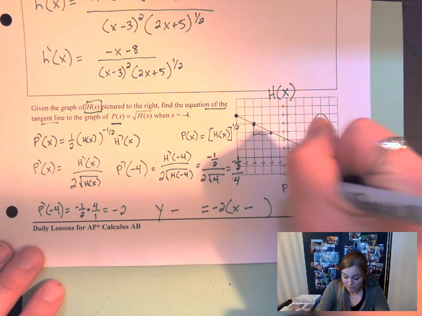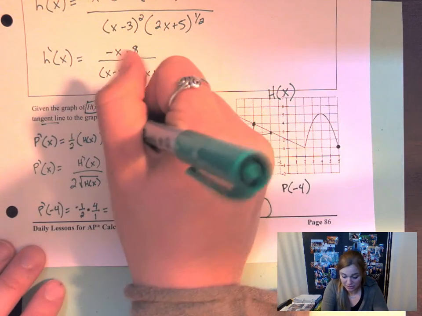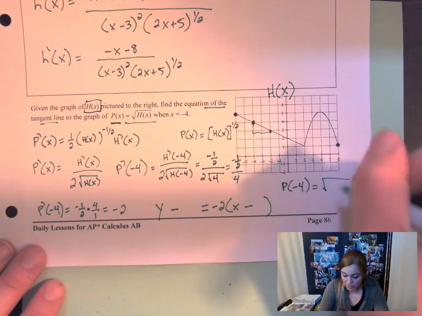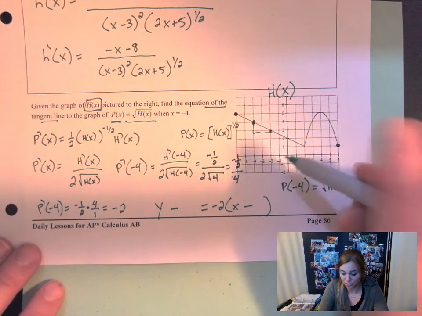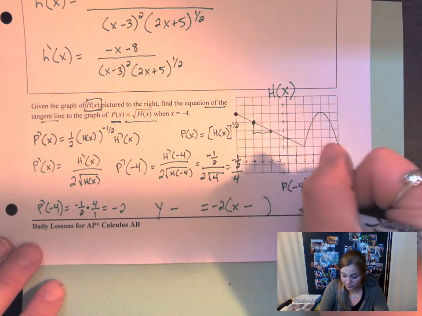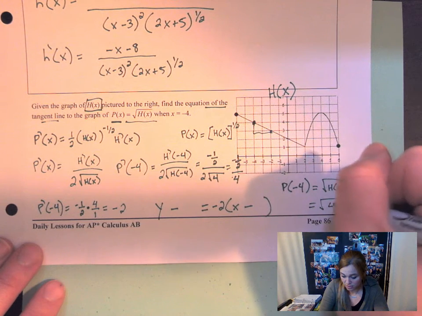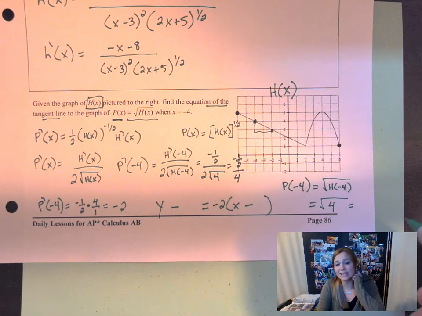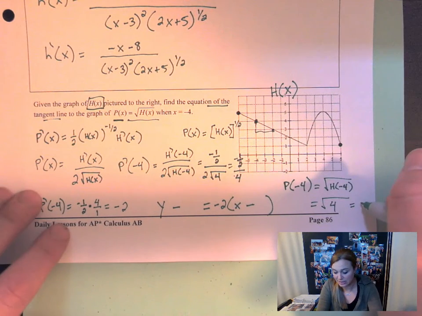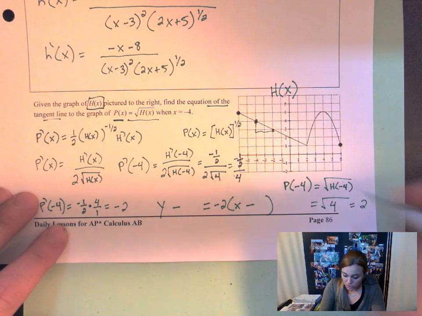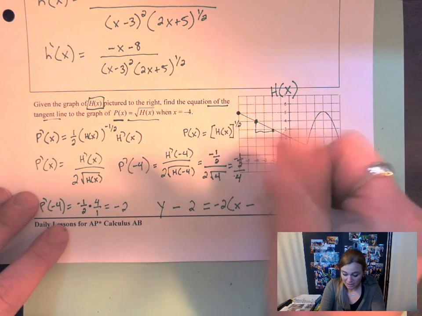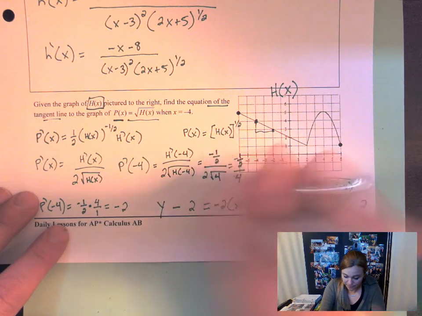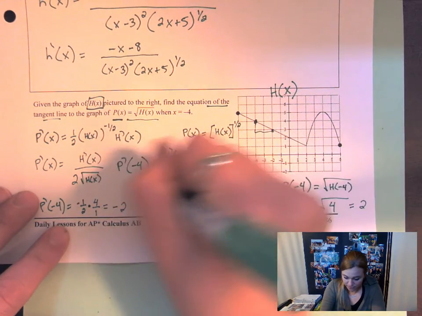The next thing that I do need to know is my point, and this was p of negative 4. I'm going back up to this square root of h of x, square root of h of negative 4, which we just said, but looking again just to make sure we were right, h of negative 4 was just 4. The square root of 4, because this was given to me, I didn't introduce the square root, I can just say this is positive 2. So I'm saying y minus 2, that's my y value, from this point. X minus negative 4. Ta-da!